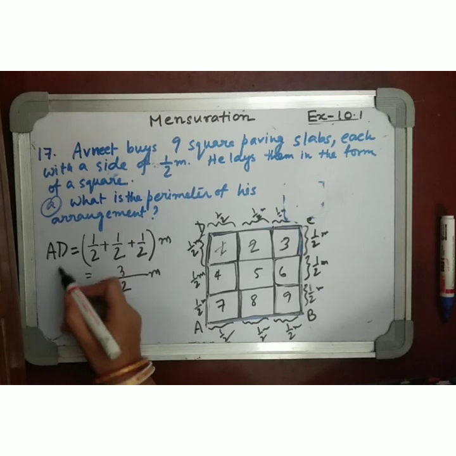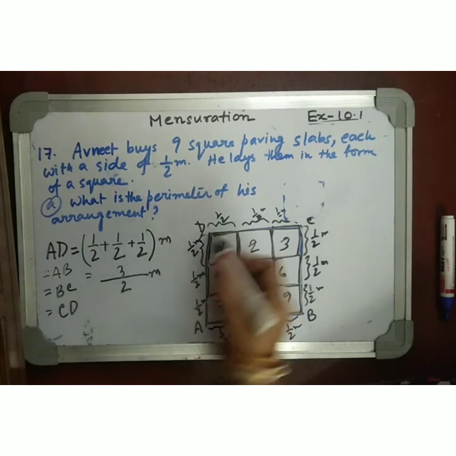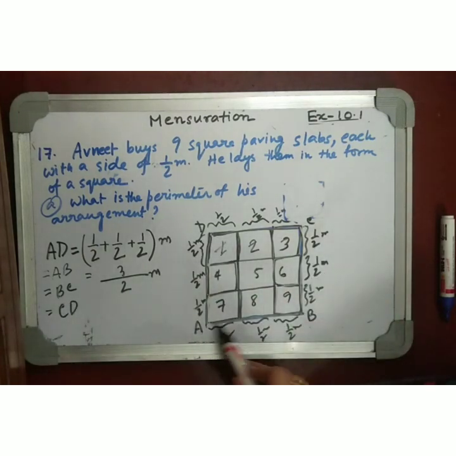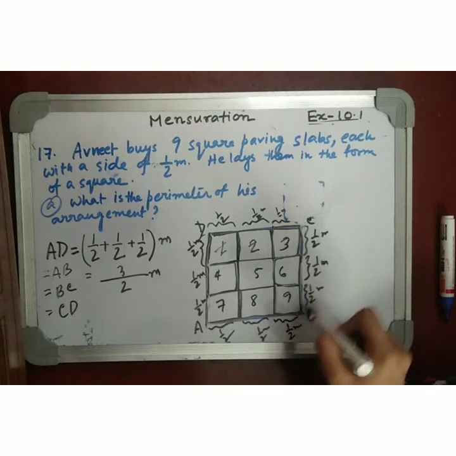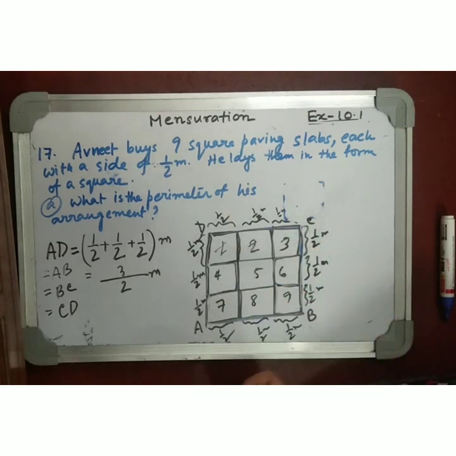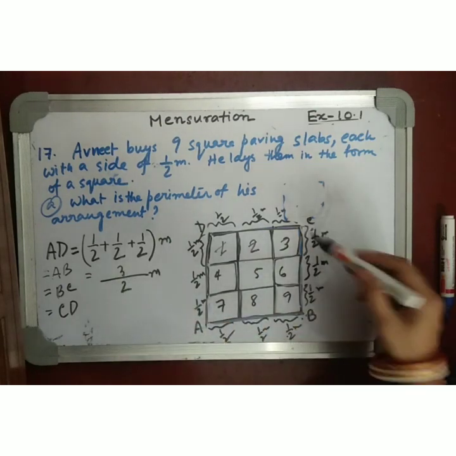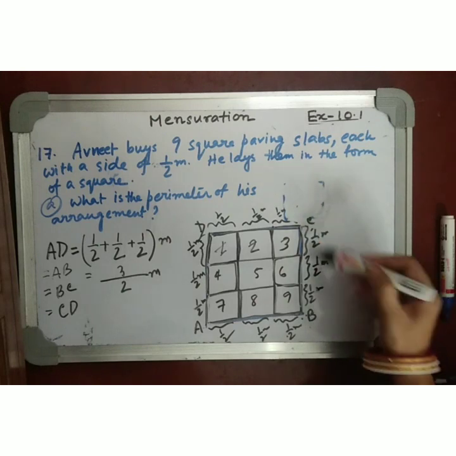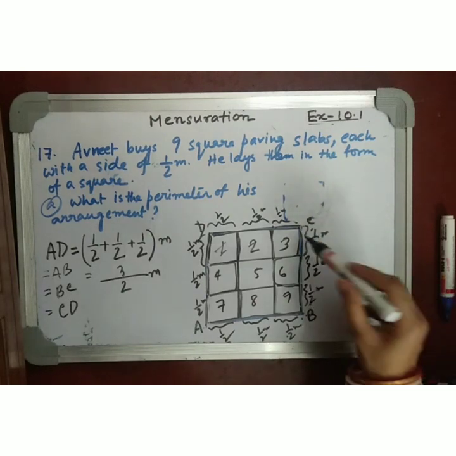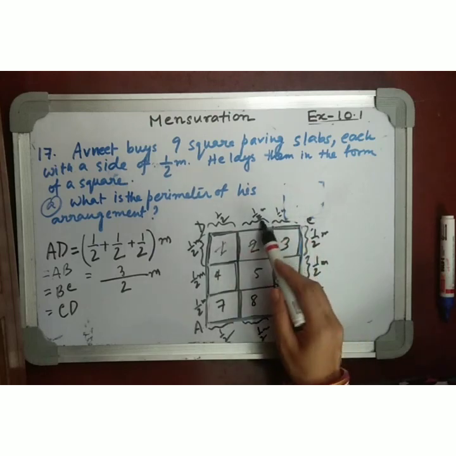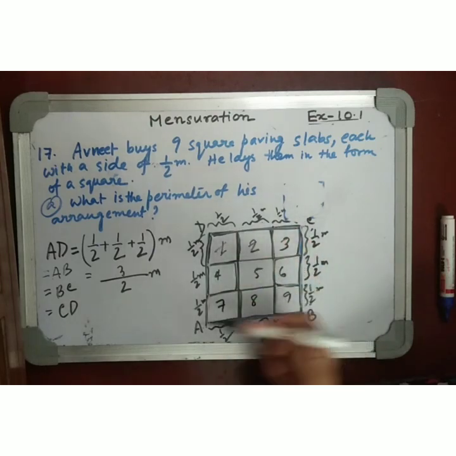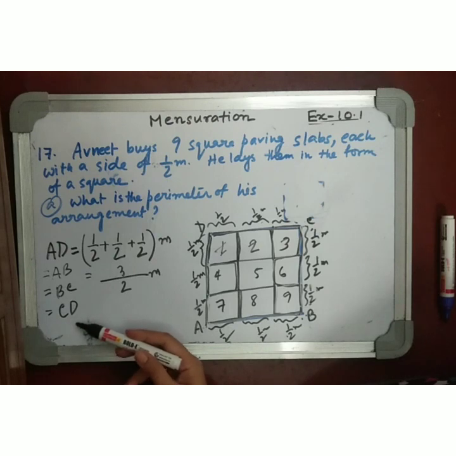So we can also write AD is equal to AB is equal to BC is equal to CD, because all these are sides and all these have the same length, isn't it? Because in case of AB, half plus half plus half means 3 by 2 meter. For BC also, half meter plus half meter plus half meter means 3 by 2 meter. For CD also, 3 by 2 meter. So all these sides are equal in length.